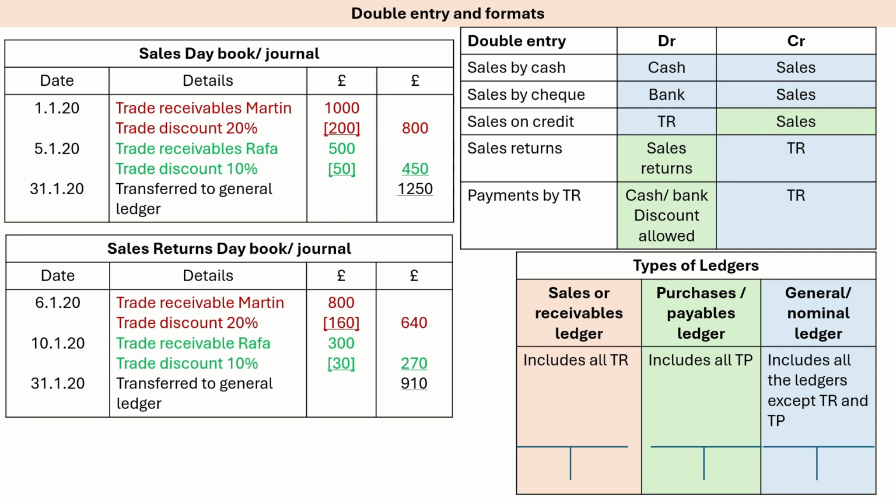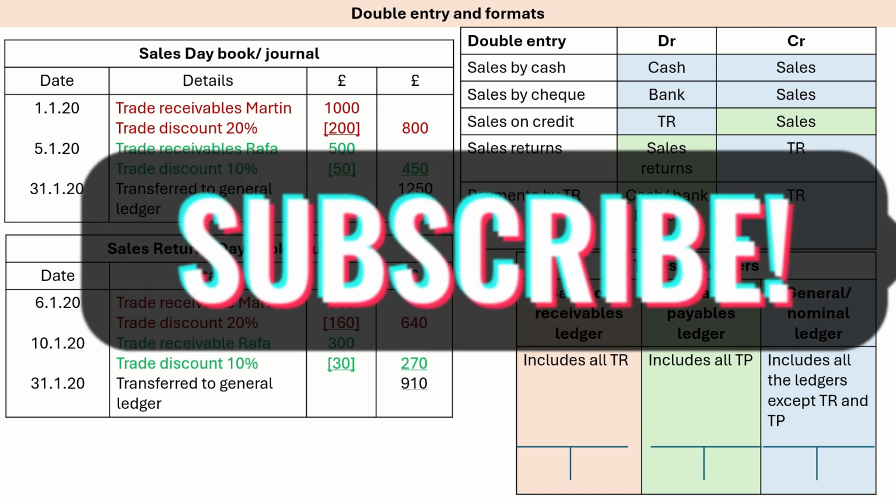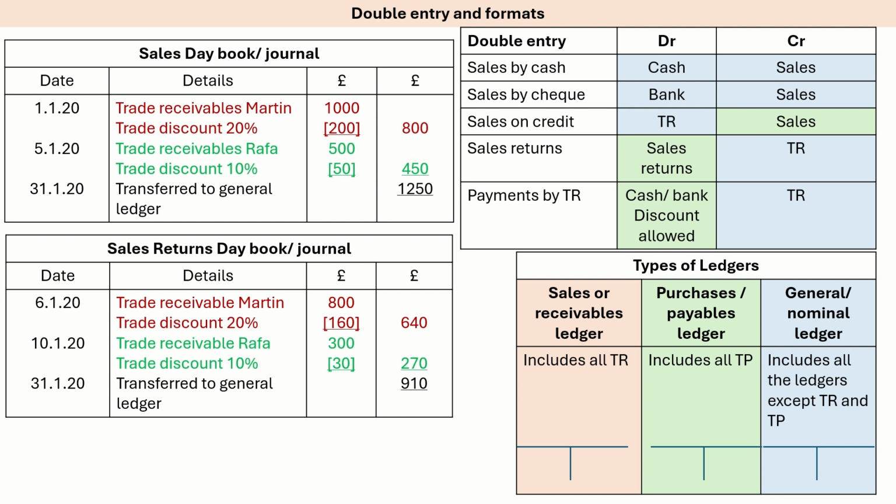Now, let's identify the double entry. Sales by cheque, cash debit, sales credit. Sales by cash, cash debit, sales credit. Sales by cheque, bank debit, sales credit. Sales on credit, trade receivable debit, sales credit. Sales returns debit, trade receivables credit.